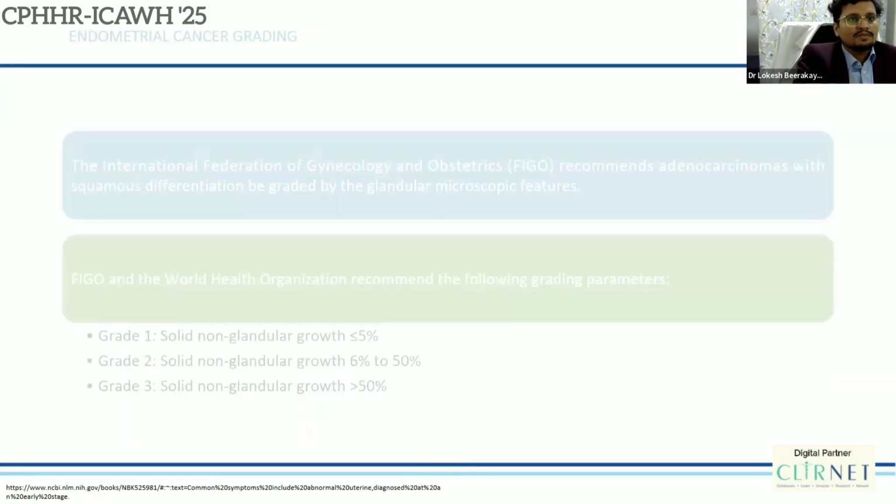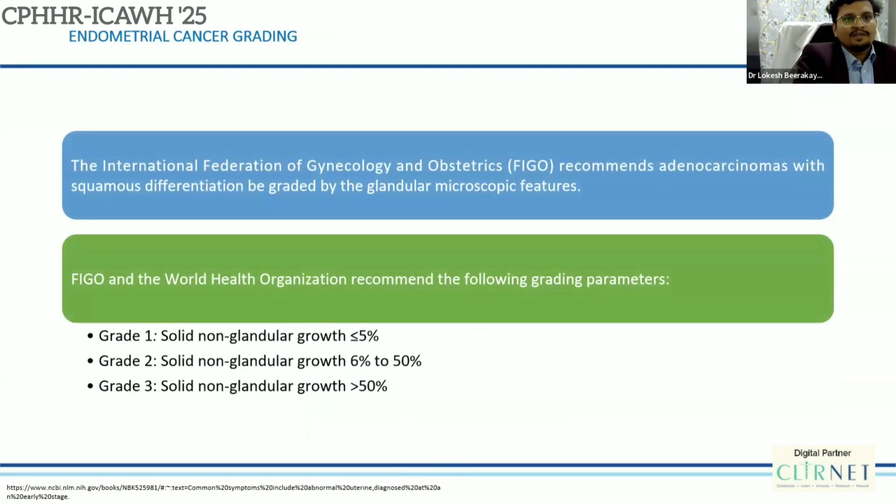if necessary only. The International Federation of Gynecology and Obstetrics recommends that adenocarcinoma with squamous differentiation be graded by the glandular microscopic features. So grade 1 is solid non-glandular growth less than or equal to 5%, grade 2 is 6 to 50%, and grade 3 is more than 50%.